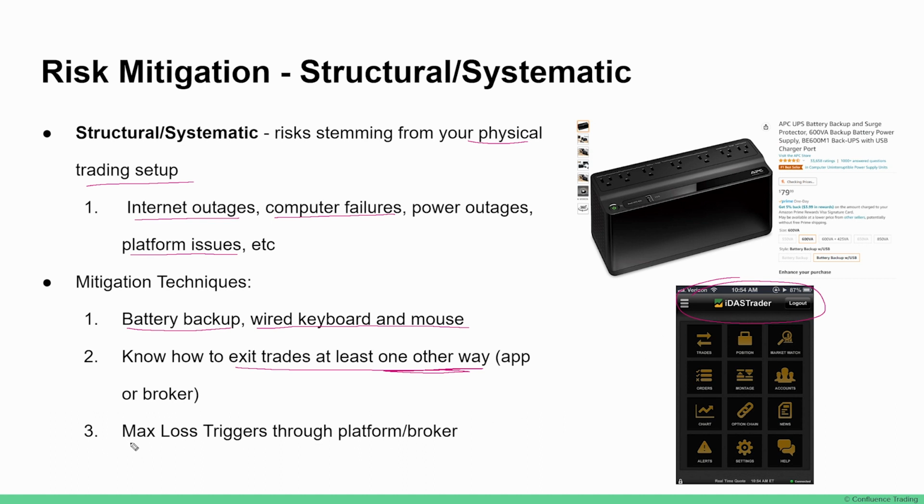Third, make sure that you have max loss triggers set up throughout your platform and broker. So I talked about that back in the executional risk, right? I have a stop that says, hey, if you lose more than, let's say, $500 a day, it will liquidate your position. That will still work even if my platform breaks or my computer shuts down. Whatever happens, they'll do that essentially on the back end, and you won't lose more than that $500.